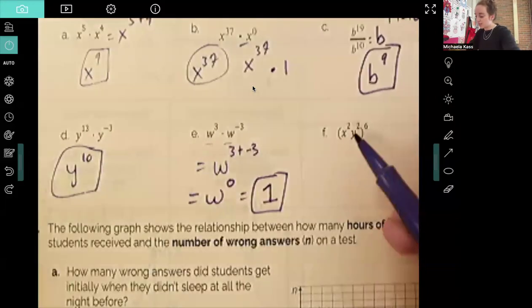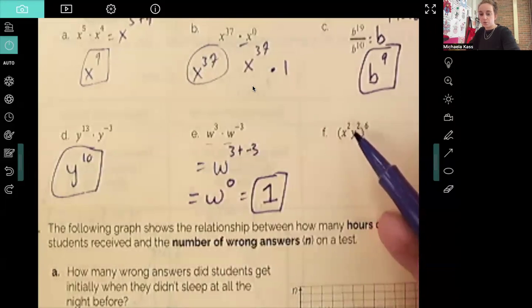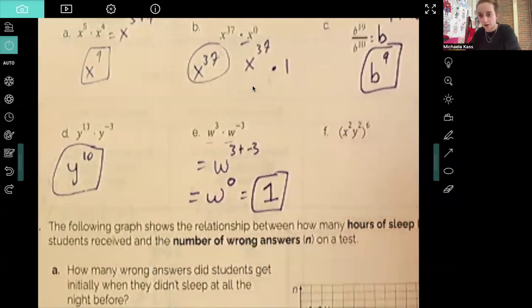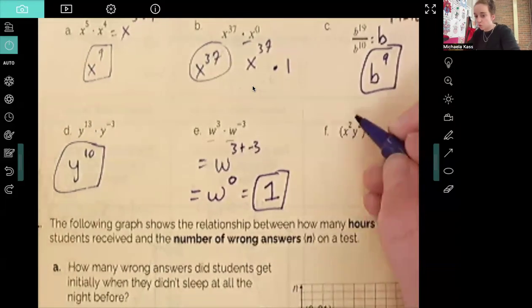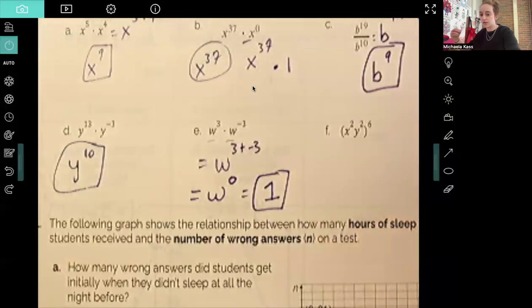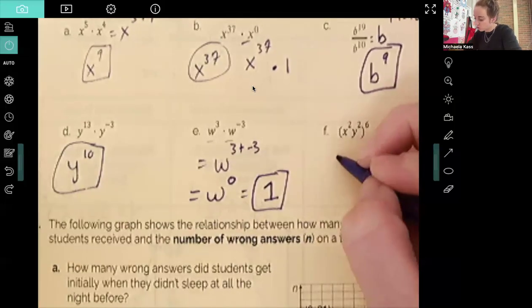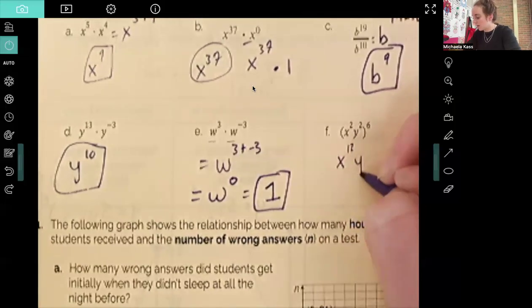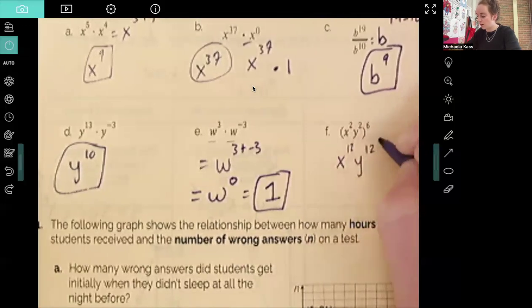Now, hopefully you notice x has a power of 2, y has a power of 2, but it's all being raised to the power of 6. So this is the power to power property. So we have x squared to the power of 6. So that means we are multiplying. So 2 times 6 is 12, and 2 times 6 again is 12. So we got x to the 12th and y to the 12th.